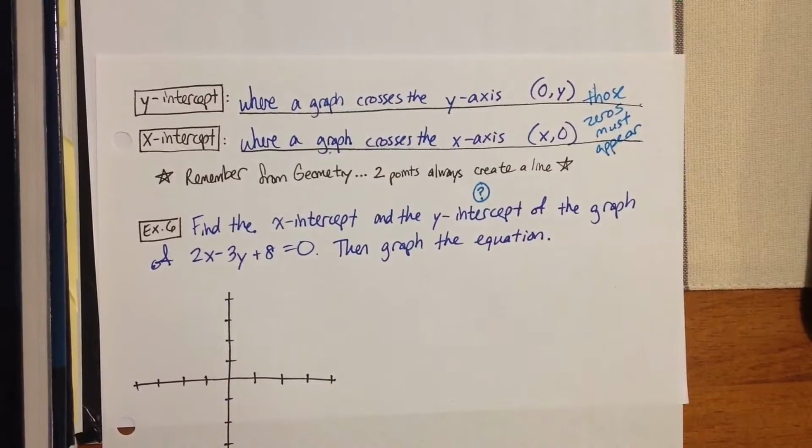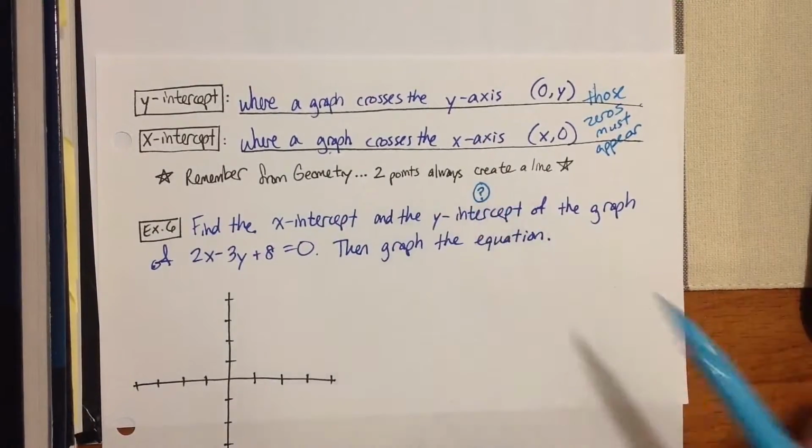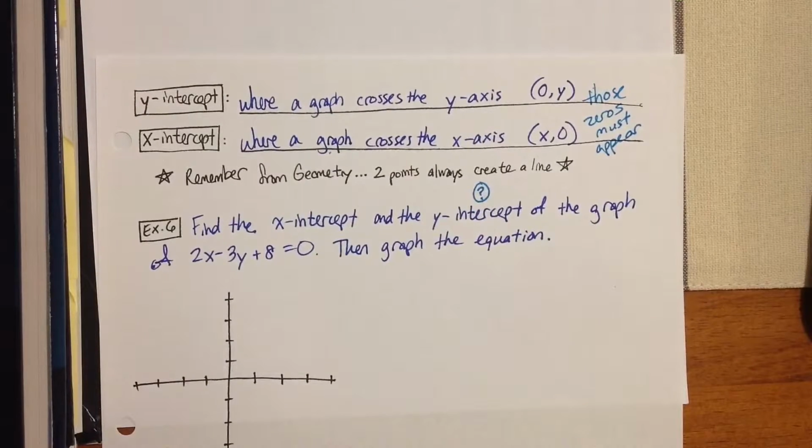Now, why these are important for a linear function. Remember from geometry that 2 points always create a line. So if we have 2 points, we can just connect them with a piece of paper or a ruler and we'll have a line. So we need these 2 points, connect them, and that will be our line.